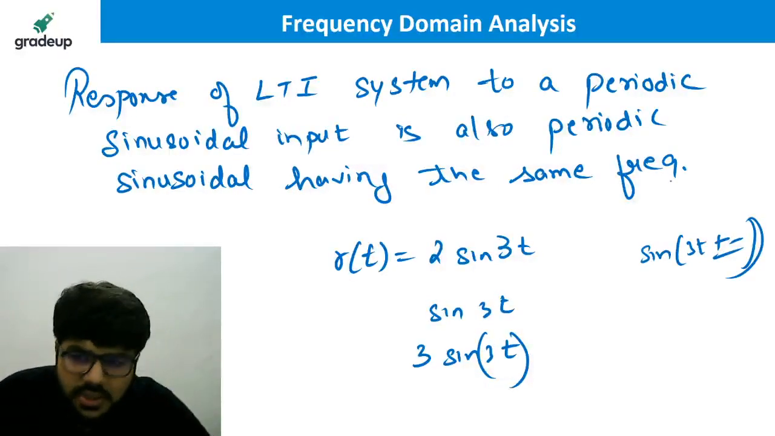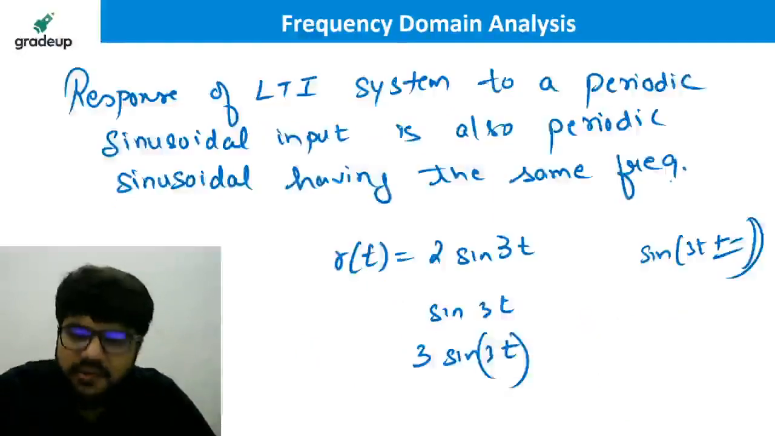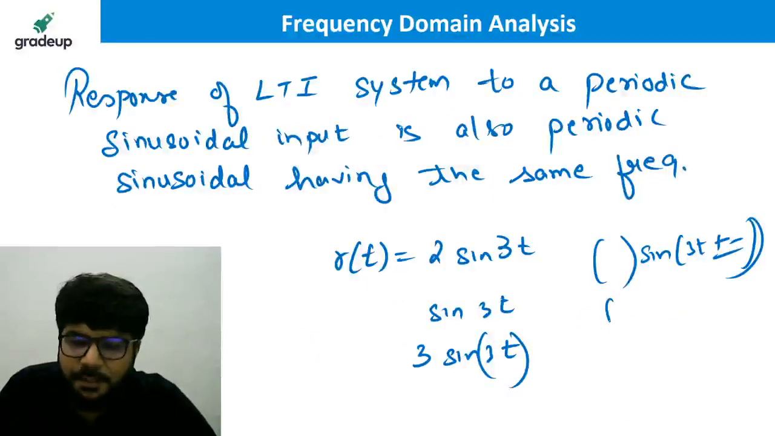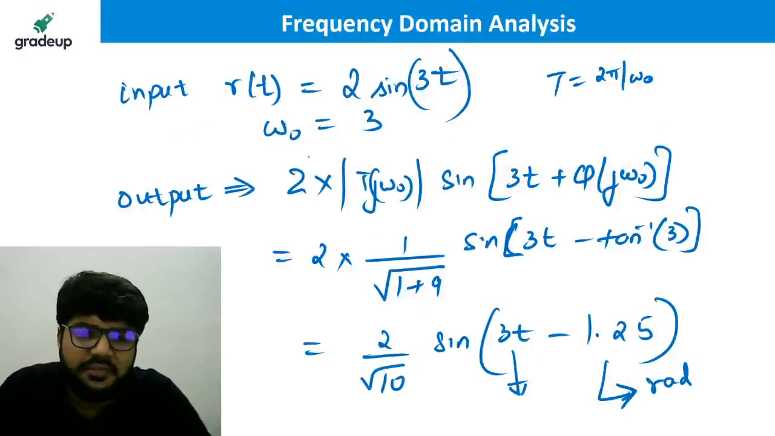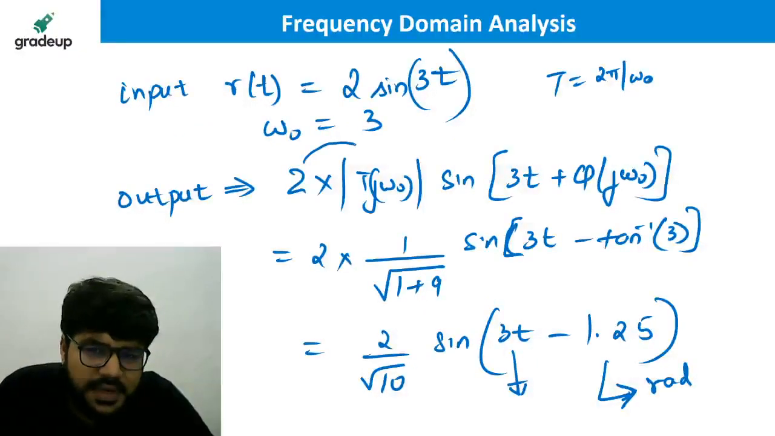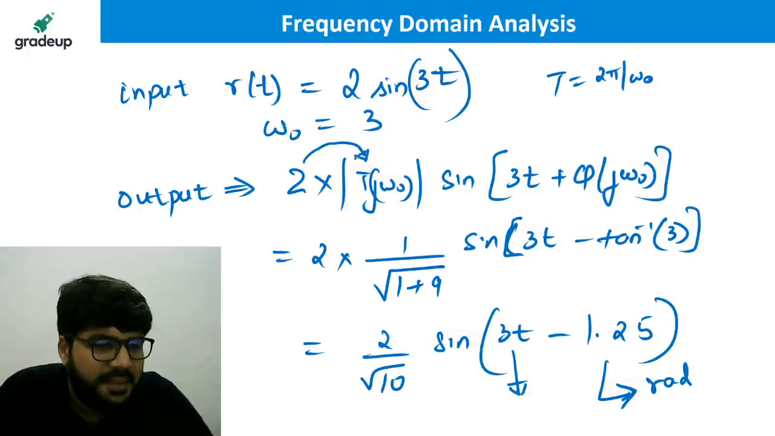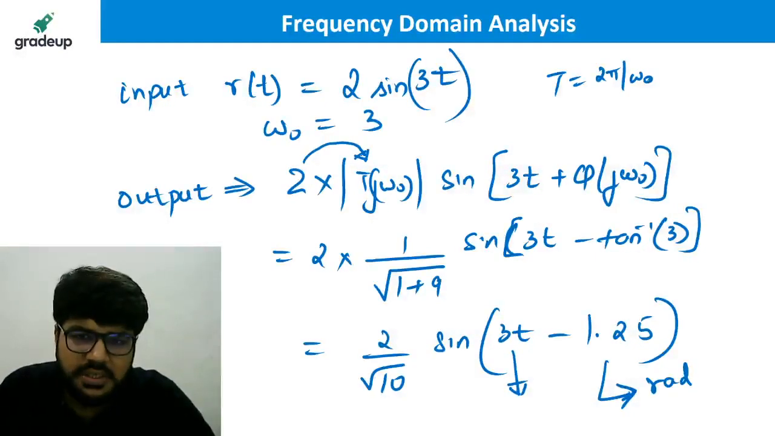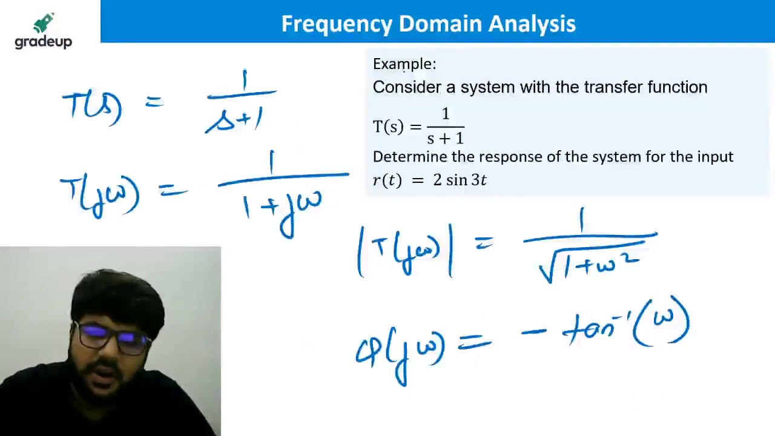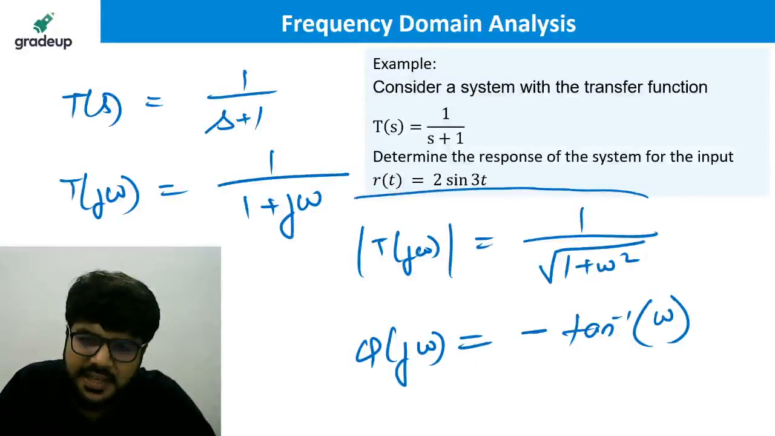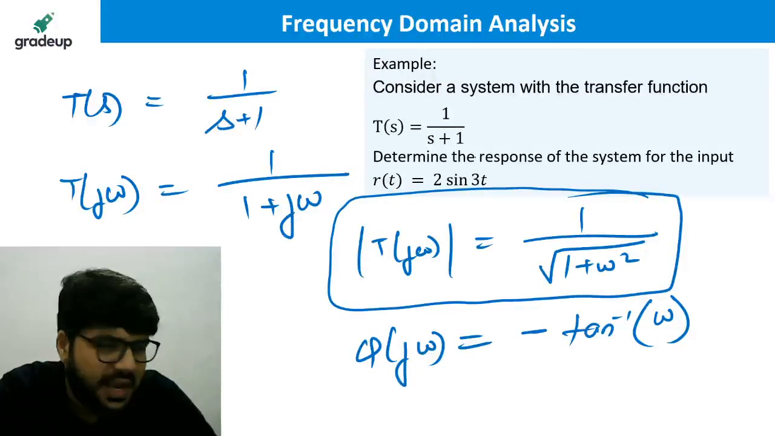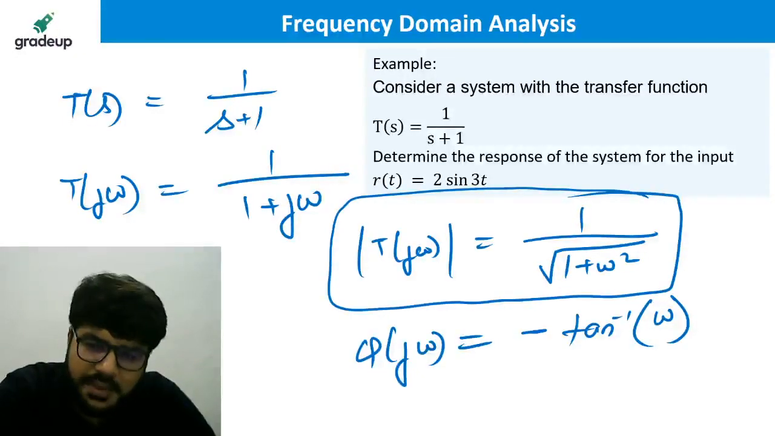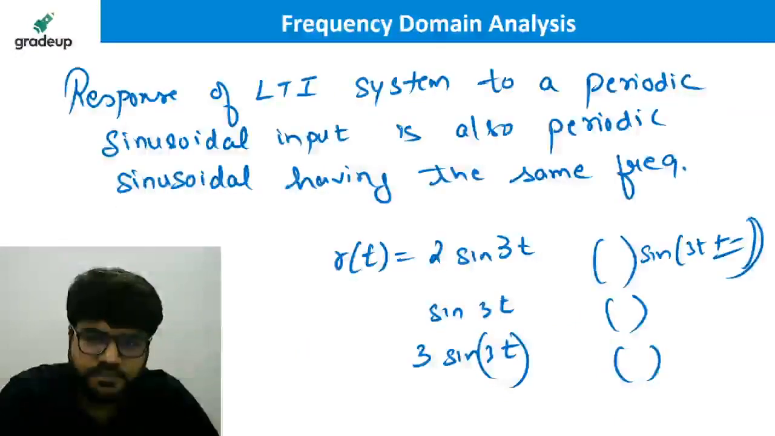Okay. So let me show you some values. We know what the output amplitude is. What is the formula that we have used? Input amplitude times the magnitude of the frequency response. What is T(j omega) in general? Just considering this example only, the mod T(j omega) is 1 upon under root 1 plus omega square.